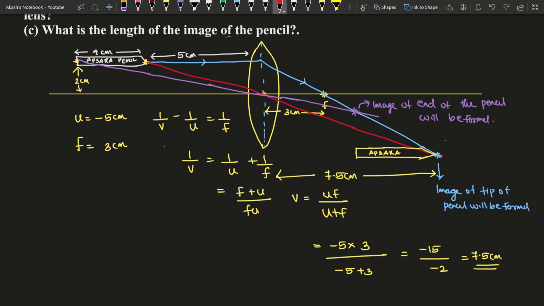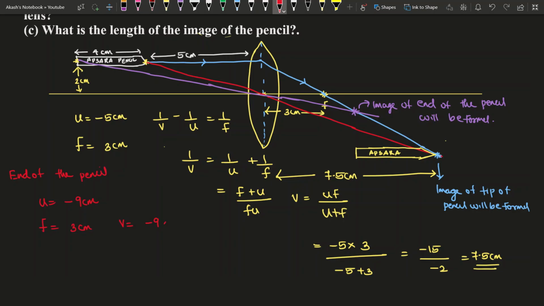Clear? So in the second case, if you're considering the end of the pencil, what is going to be the u? u will be equal to 5 plus 4, 9, because the object is here. The object is 9 centimeter away from the lens. So u will be equal to minus 9 centimeter. Focal length remains the same, equal to 3 centimeter. We can apply the same equation, v is equal to uf divided by u plus f.